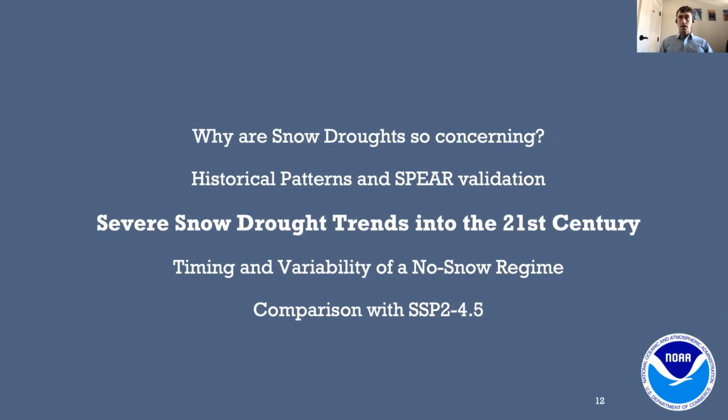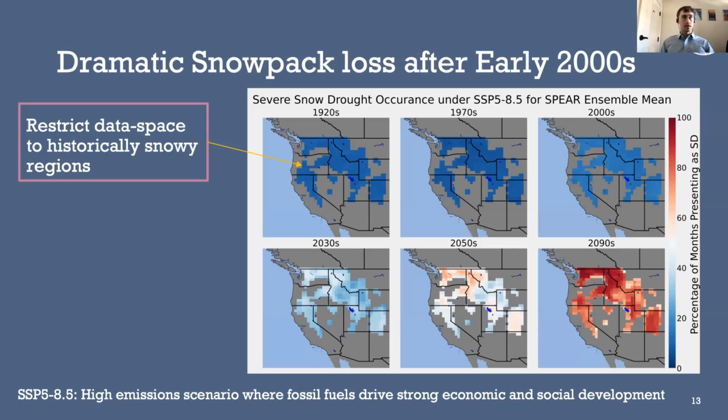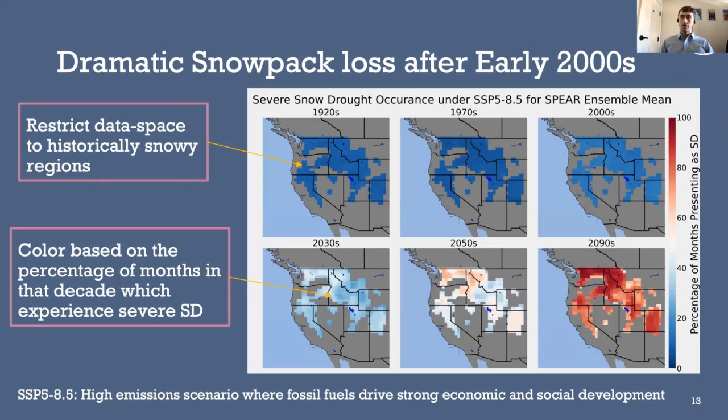So let's jump into looking at trends into the 21st century. The first graphic here is six panels; I sampled six decades across the temporal space that we had. And I basically restrict the data space to historically snowy regions. And then we're coloring each grid cell here based on the percentage of months in that decade which experience severe snow drought. And what we can see is that historically, these percentages are around 8 or 10%, and then conditions rapidly worsen after about 2000. So this is for the SPEAR ensemble mean.